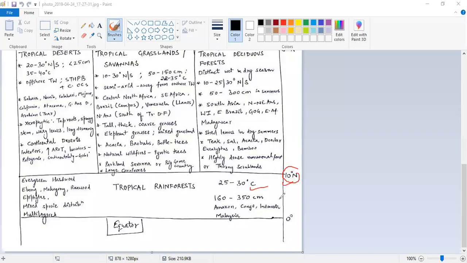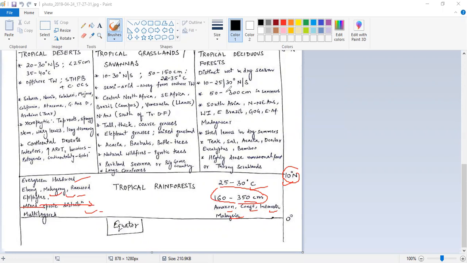25 to 30 degrees Celsius temperature is there. Rainfall is between 160 to 350 centimeter. Amazon, Congo, Indonesia, Malaysia, these are the areas. Then the evergreen hardwood forest like ebony, mahogany, rosewood. These are the trees which are grown in tropical rainforest. Epiphytes are those plants which grow on other plants. So all these things are there in tropical rainforest.